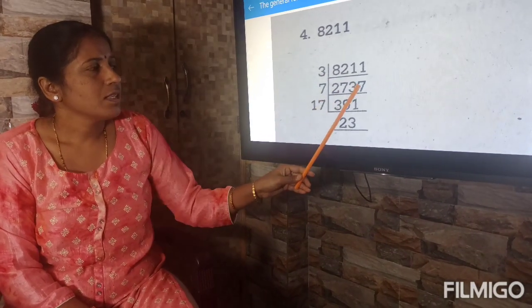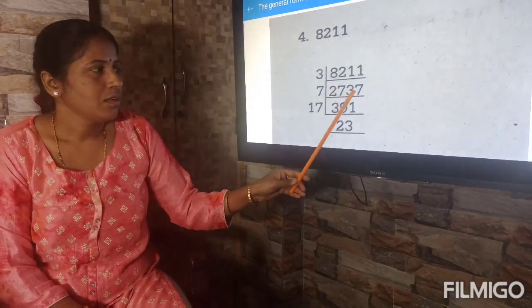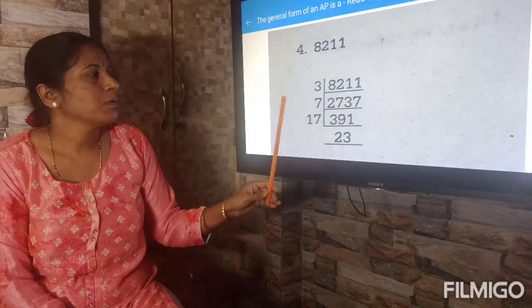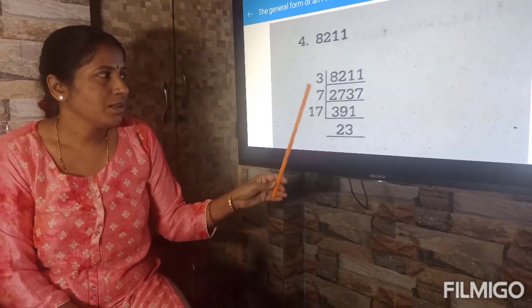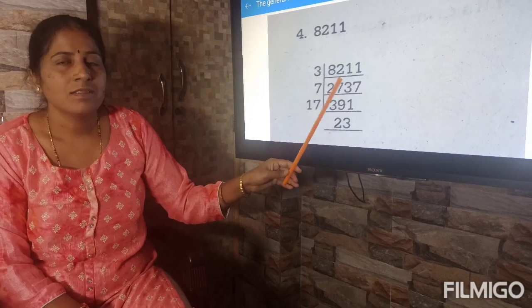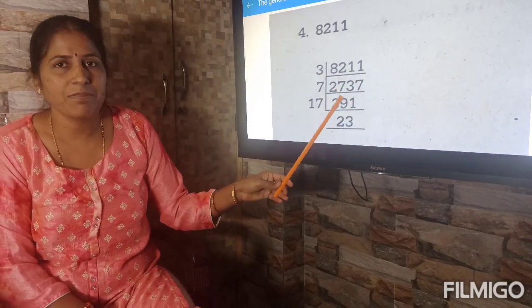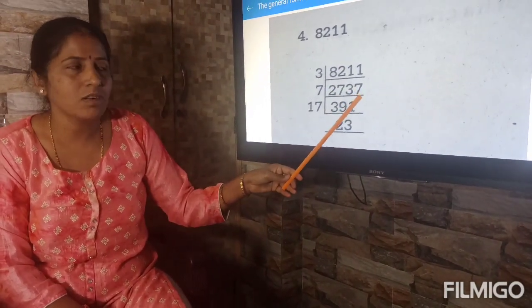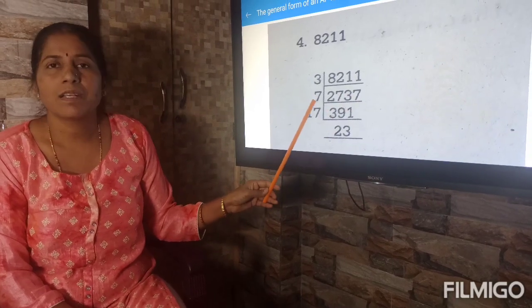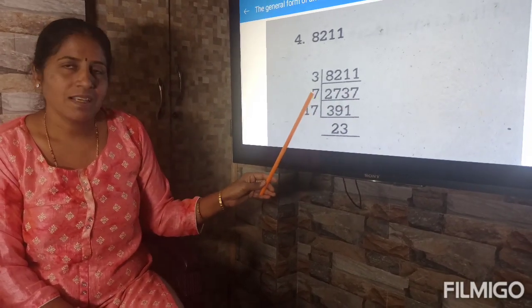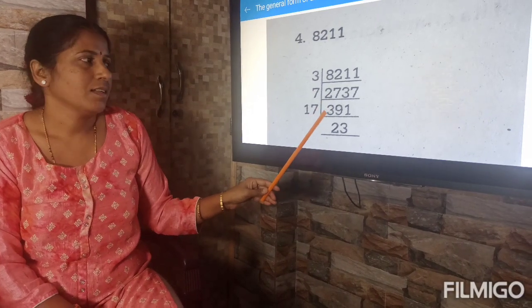Next, this number is not even. We can't divide by 2. It is not divisible by 3. The last digit 0 or 5 is not there, so we can't try 5 either. Here that is also not there. Then we have to try by 7. By 7 it is dividing.